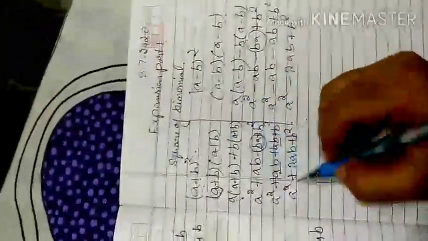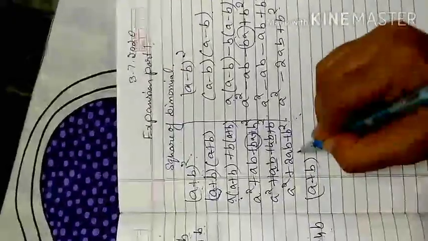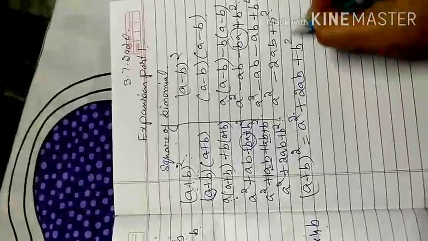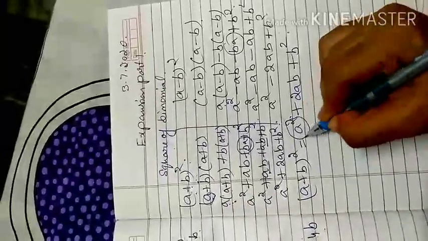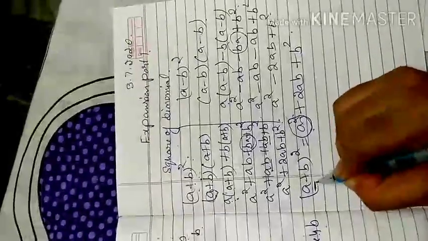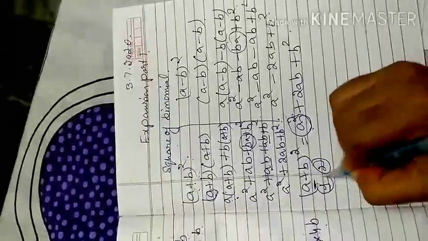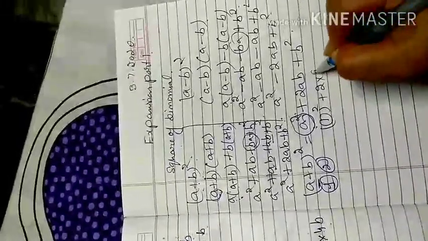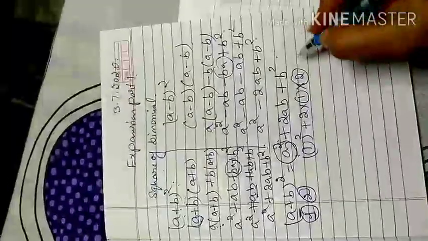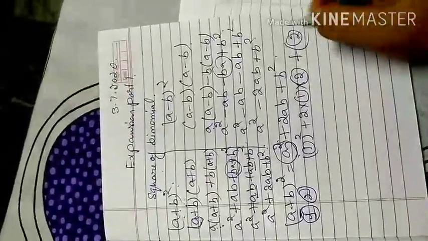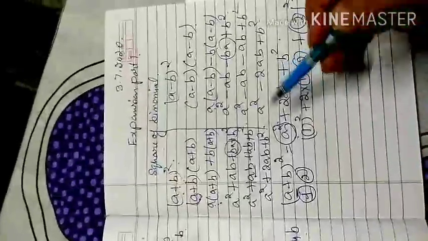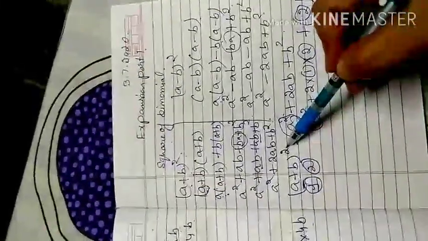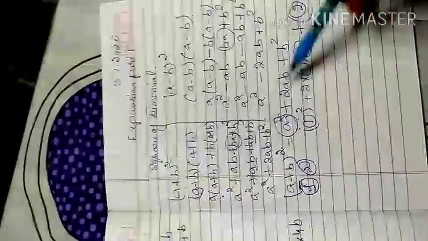So ultimately what I found is the identity: (a + b) whole square is a square plus 2ab plus b square. We call this the first term square. This is my first term and this is my second term. So this is first term square, this is 2 multiplied by first term multiplied by second term, and this is second term square. So remember, whatever two terms are written and raised to the power 2, the answer is first term square plus 2ab plus b square.